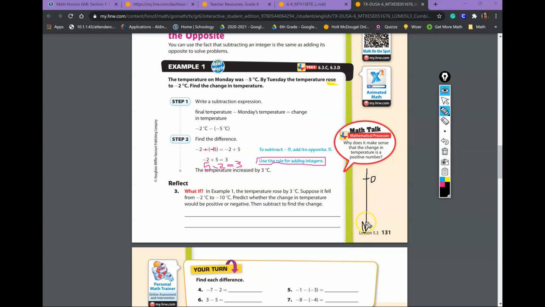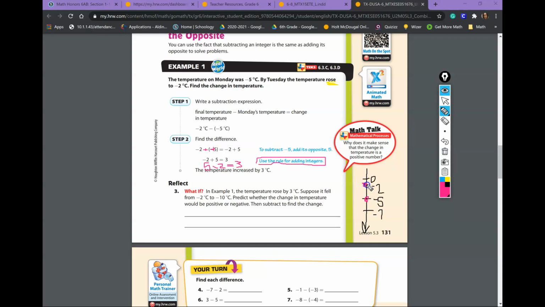I can think of this also as a thermometer. So down here, it's like -7. Ooh, it's chilly. It's freezing. It's past freezing. Okay, and -2 would be like right here. And then that means like -5 would be here. So on Monday, it started off at -5 degrees. And then by Tuesday, it got to -2 degrees.